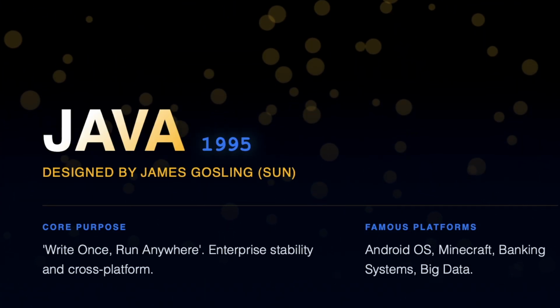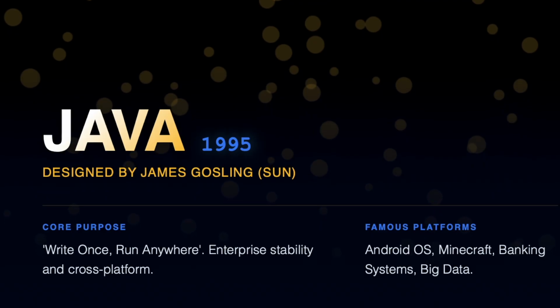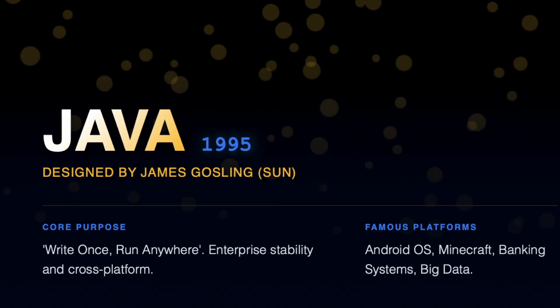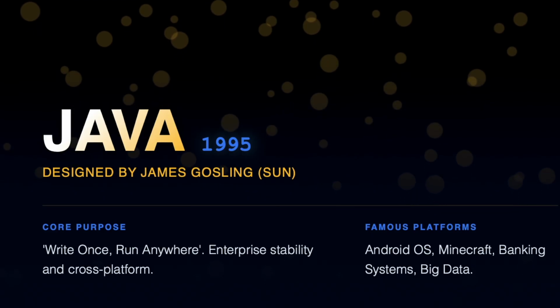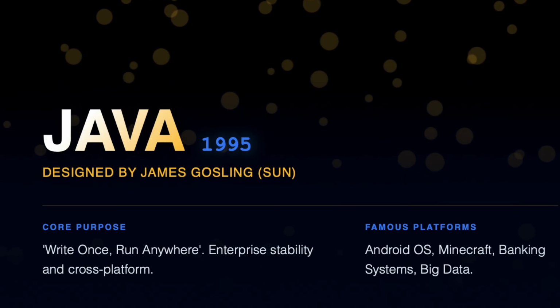James Gosling at Sun Microsystems introduced Java with a promise that seemed impossible: write once, run anywhere. Java's virtual machine abstracted away hardware differences, making it the ultimate enterprise language.